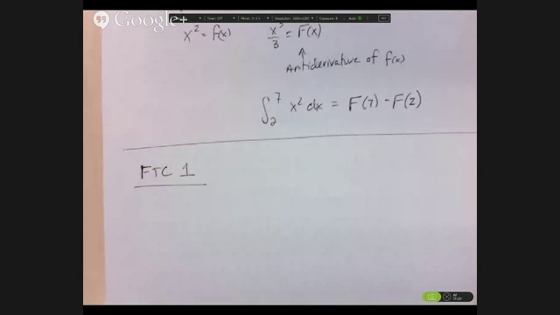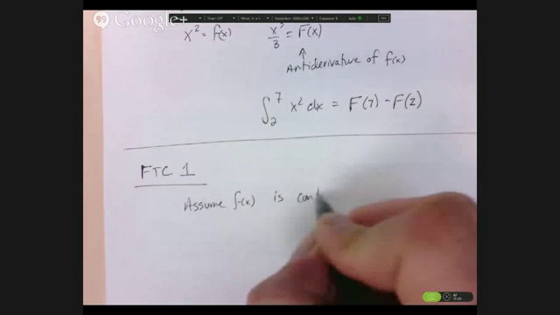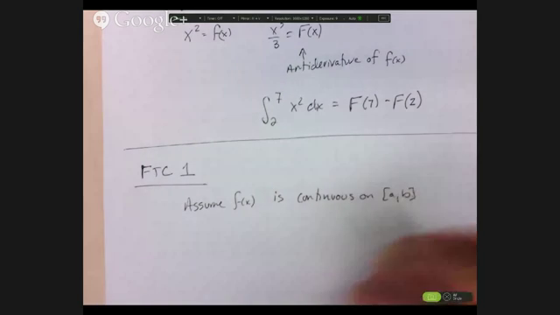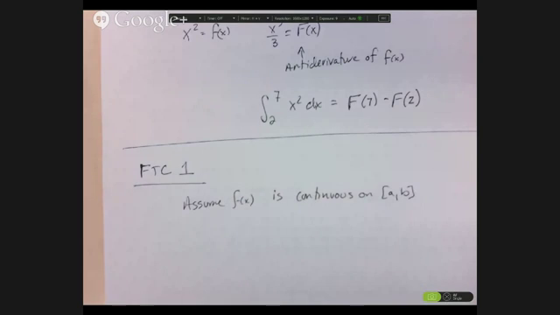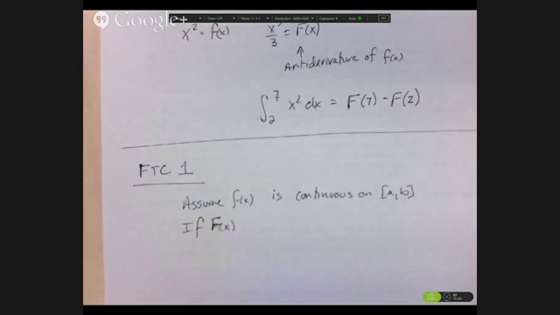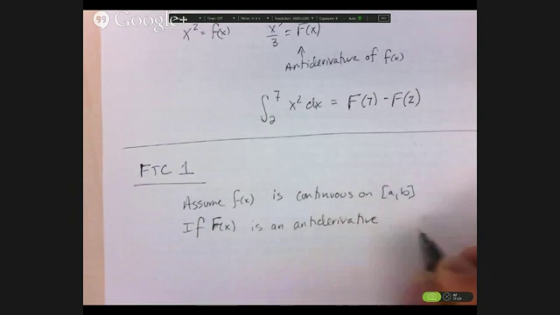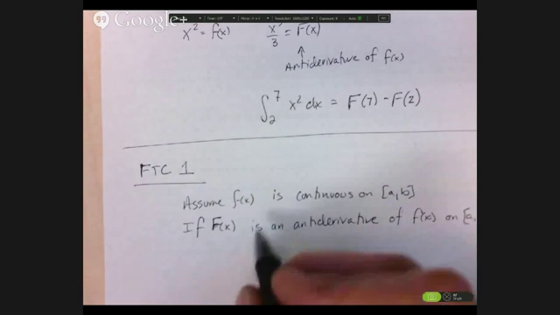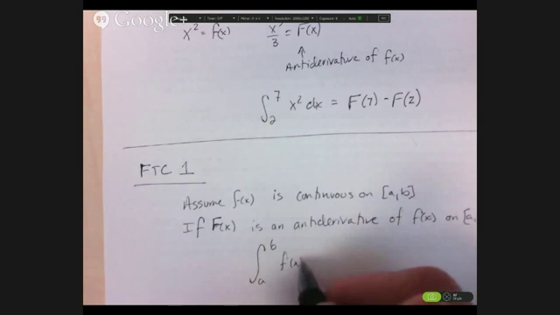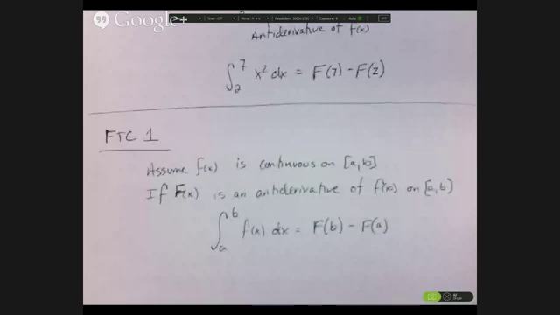It defines what an integral is. Part 1, here it is formally. It has to be continuous. If big F of x is an antiderivative of f on AB, then we have this definition. Very important that you know that it's continuous.